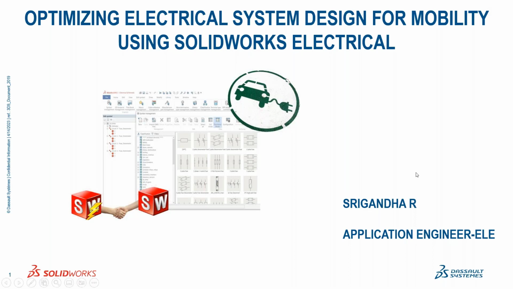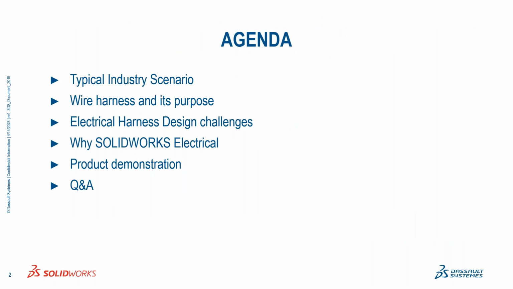So basically, what I have for us today is, first, we look at the typical industry scenario whenever a product is being developed. Then we have the wire harness and its purpose. We'll look at what a wire harness is, why we are using it, what its uses are, and how we can use it in electrical. And we have electrical harness design challenges. I'll be discussing a few challenges that I have seen in clients and how we can address those challenges with the product demonstration that I have. Last, we'll have a Q&A session where you can put forth all your questions and I'll be able to address them.